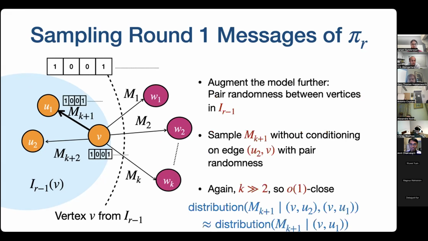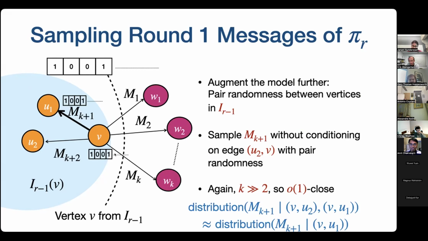And to get around this, this is where we augment the model a little bit more. We have to give a way for V and U1 to sample this message that only they should know, conditioned on whether their edge exists. So we're giving them some other extra randomness resource called pair randomness. This is something that only V and U1 can see. And so with this pair randomness resource, they can sample MK plus 1 based on the edge existence. We're only adding power to the model, so whatever lower bound you prove here is going to be true in the standard model as well.